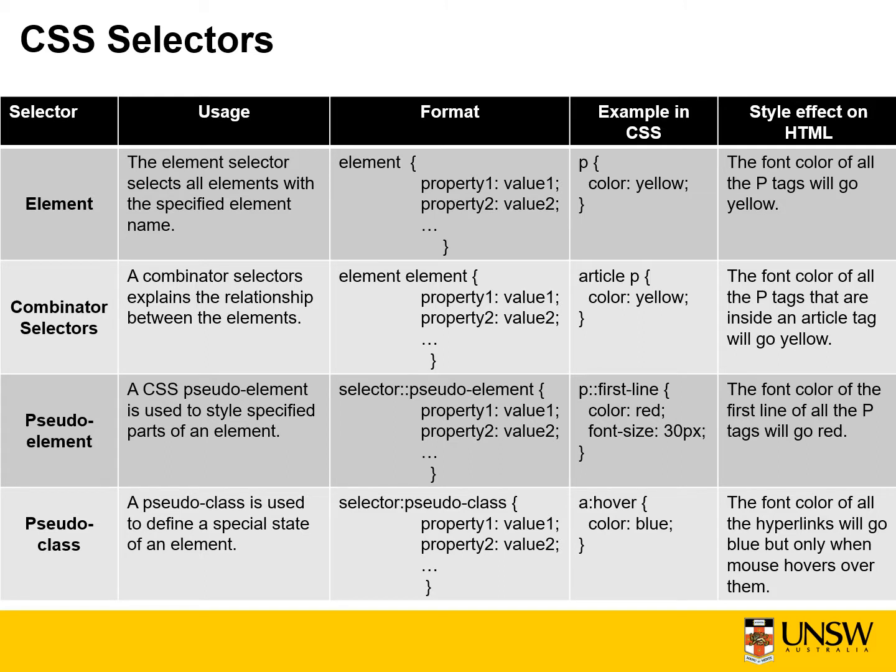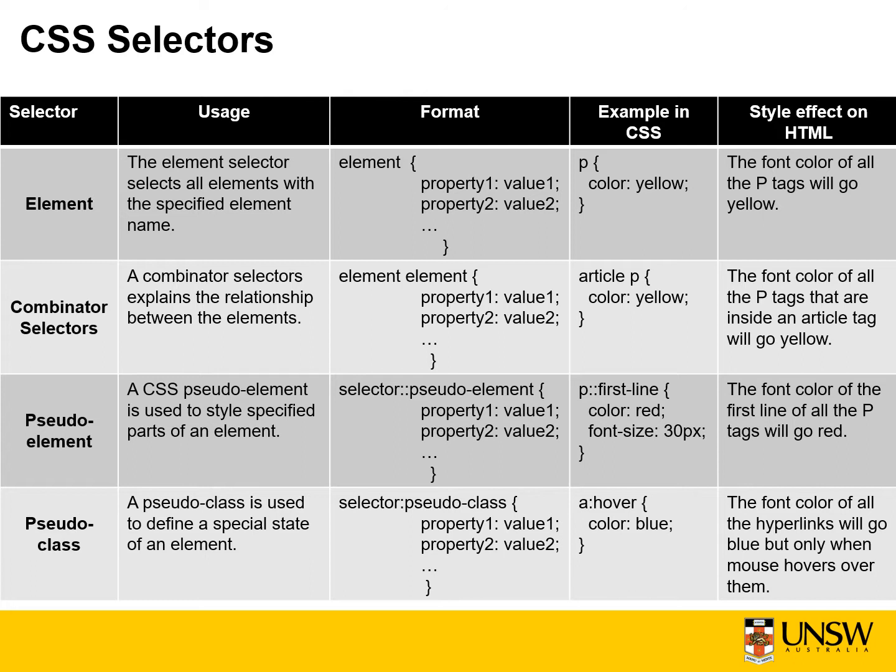CSS selectors can be divided into 6 categories, including element selectors, combinator selectors, pseudo-element selectors, pseudo-class selectors, ID, and class selectors. The element selectors apply the style on a specified tag. The combinator selectors are similar to the element selectors, however, they allow us to specify how the style is applied on a particular element based on its parents and siblings.